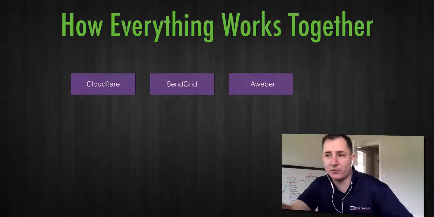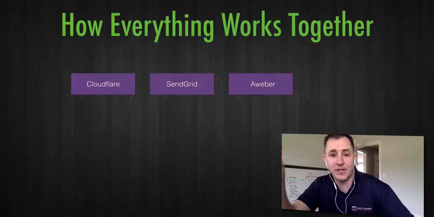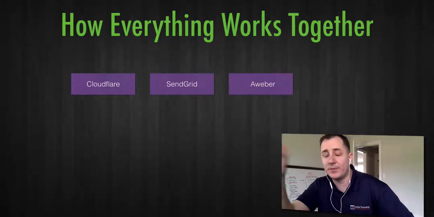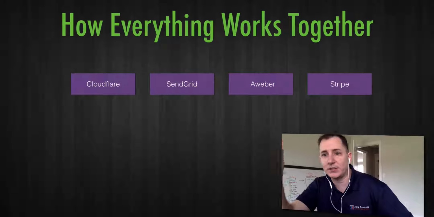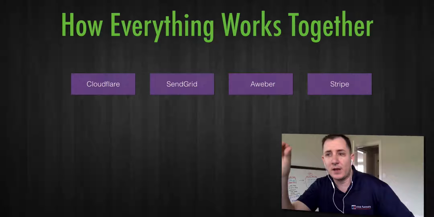Aweber is an email autoresponder service that works outside of SendGrid. That's outside of the ClickFunnels environment. And this is completely optional. I'll cover that in a minute. But Aweber will send out emails on autopilot. Stripe is how you're going to make money. So I want you guys to set that up. That's basically a merchant account.